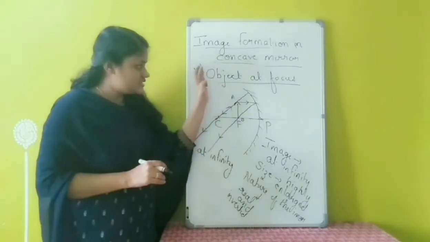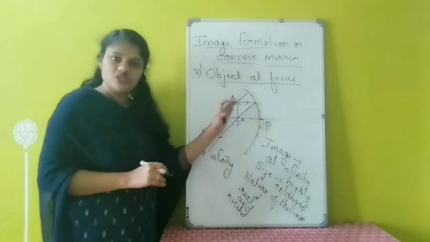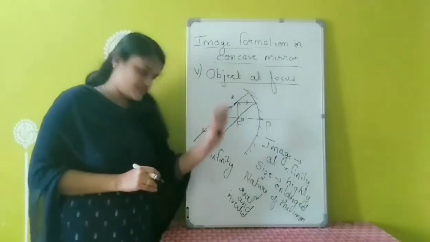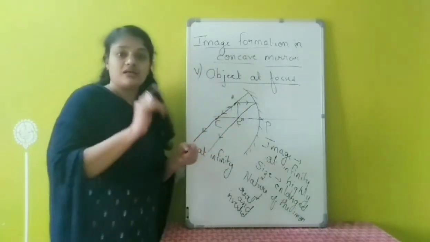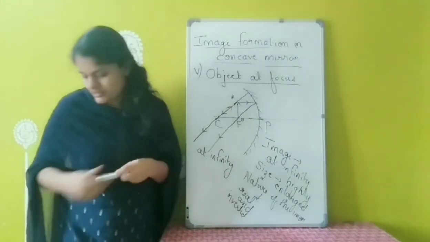So we have studied almost five cases here. In all these cases, we are getting the image only on the left hand side, left of the mirror, and all images are real as well as inverted. But one more case is there, the last case in concave mirror: the object is between pole and focus. Last one.